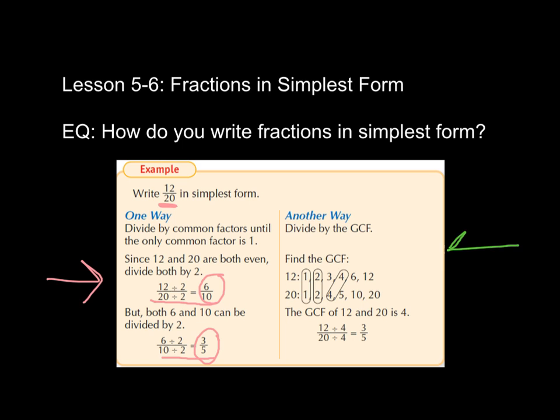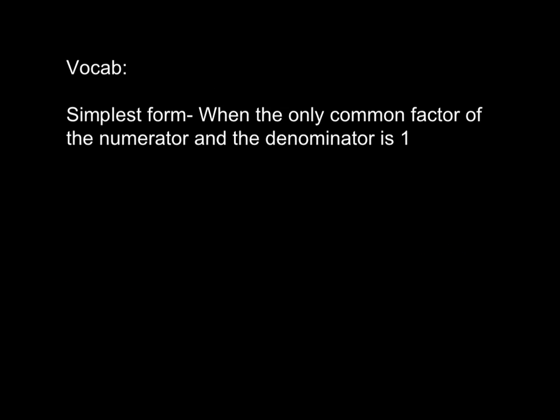Or the second way is to find the greatest common factor, which the greatest common factor of 12 and 20 is 4. And they just used the 4 to divide. So they divided 12 divided by 4 is 3, and 20 divided by 4 is 5. So 3/5 is the answer again. So those are the two ways we're going to talk about. One vocab word, simplest form, is when the only common factor of the numerator and the denominator is 1. So that basically means you can't divide it anymore.